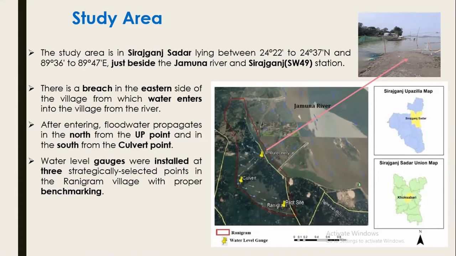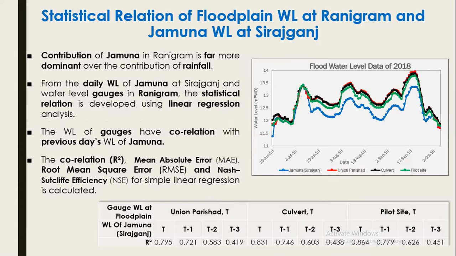There is a bridge beside the Union Porishad that is shown in the picture. At first, the water enters through the bridge and it propagates in the northern part of the village from the Union Porishad and comes to the southern part of the village through the culvert point. And the location of the 3 water level gauges installed is pointed here.